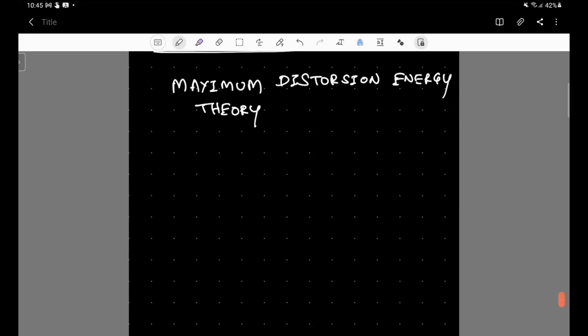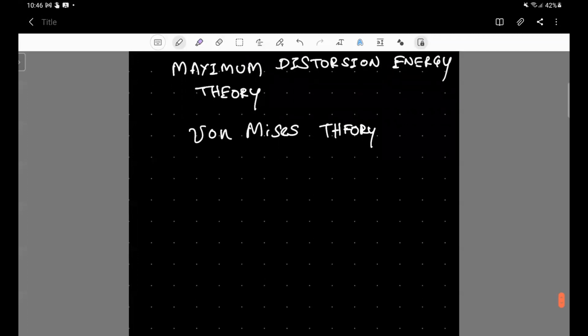Also known as von Mises. It should be von Mises, not von Mises. I mean, this is a French term. Von Mises, or von Mises Incan theory, which is applicable. Von Mises theory is applied for ductile materials. These are applied for ductile materials.